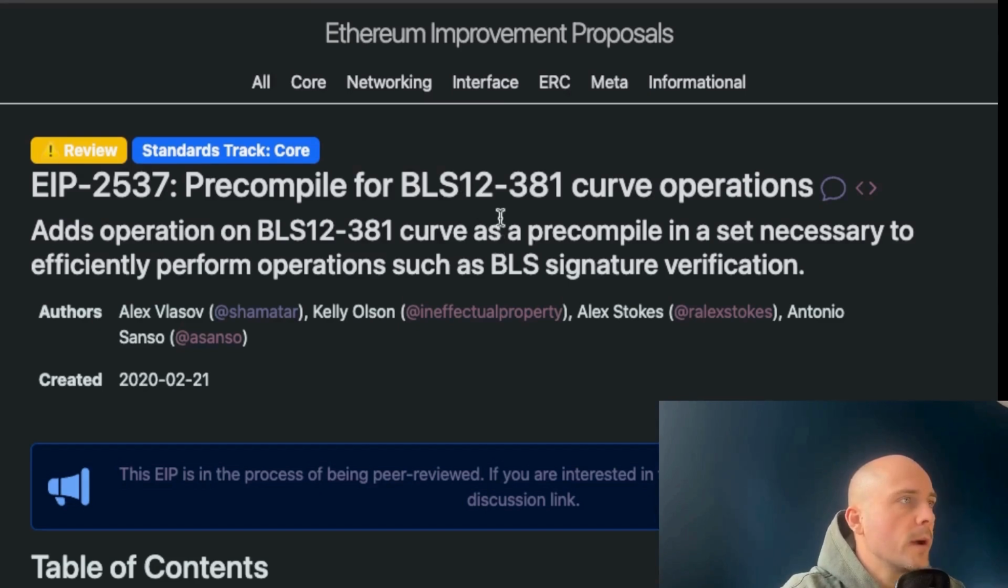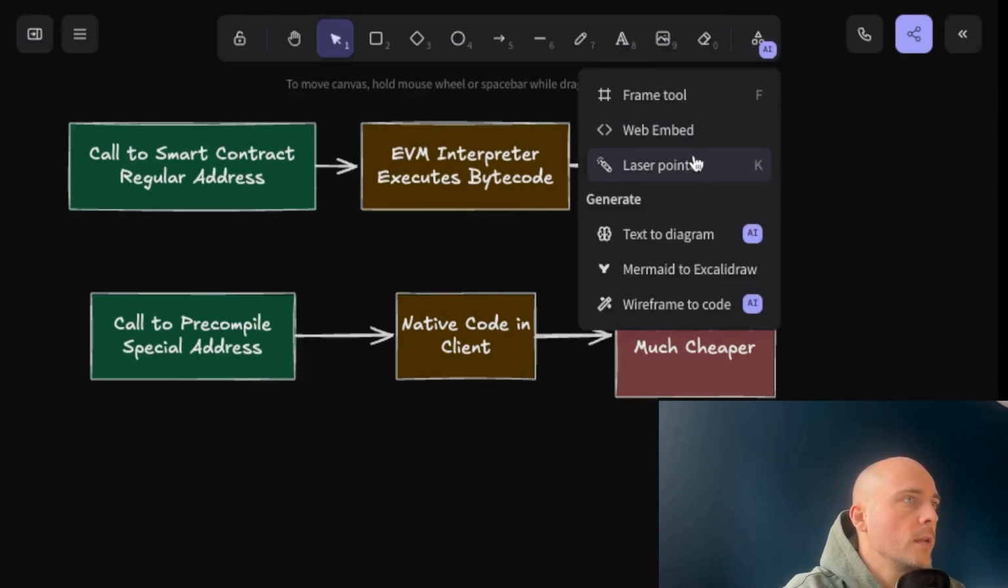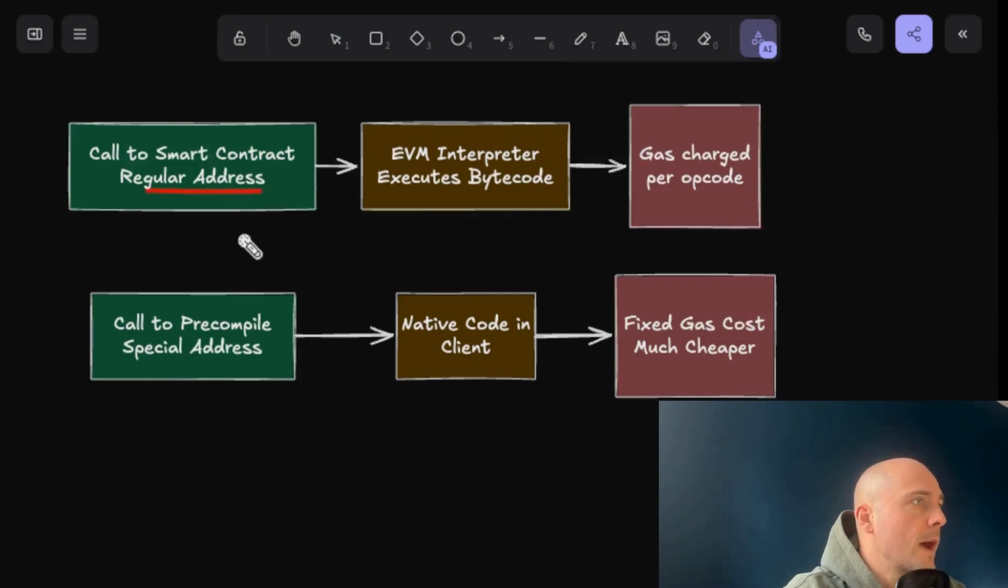A precompile is like a built-in shortcut for executing very complex operations at the EVM level. Like a smart contract, they are linked to a certain address, but unlike smart contracts, these precompiles don't have any EVM bytecode stored in their storage. Instead, the implementation is hard-coded on the client software and therefore benefits from native performance and execution speed.